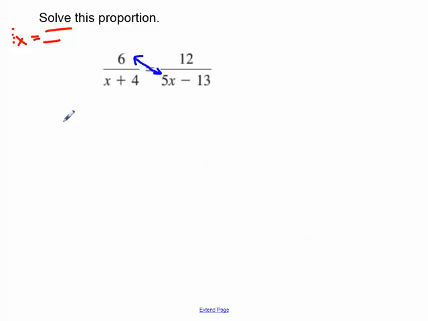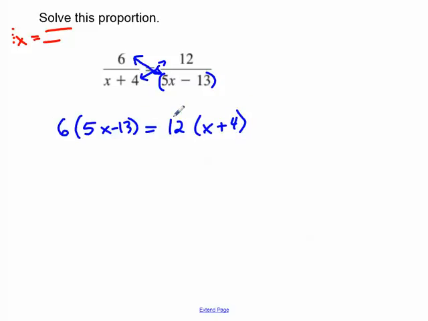My left side of the equation would be 6 times 5x minus 13, because we've got to multiply by the entire thing over there, equals, again, cross-multiplying means multiplying 12 times all of x plus 4. Now we've got an equation here that's equivalent to this equation, but a lot easier to work with.